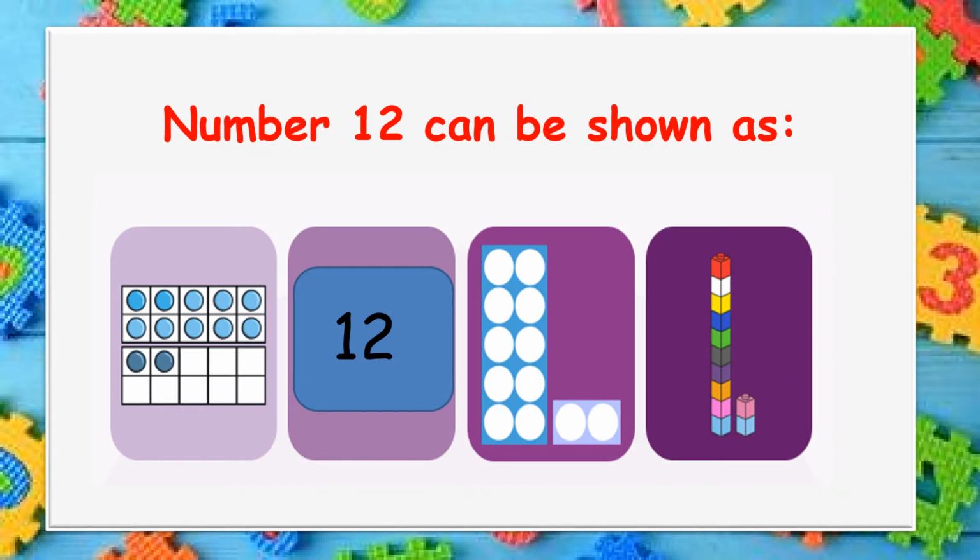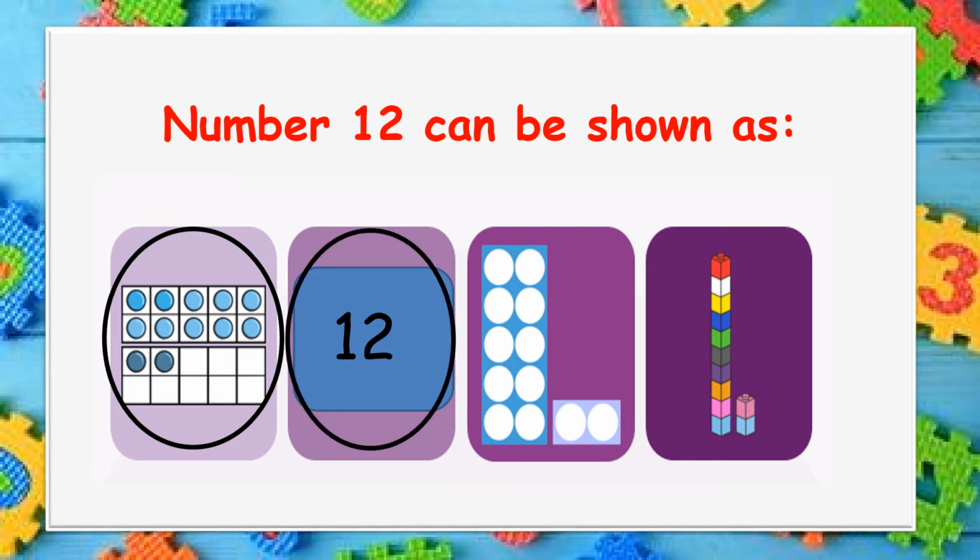Now children, let's have a look how to write number 12. Number 12 can be shown in 10 frames. We can see one 10 frame has all the dots in it. That means it is 10. And one 10 frame has 2 dots. That means it's number 2. So 10 and 2 more makes 12.